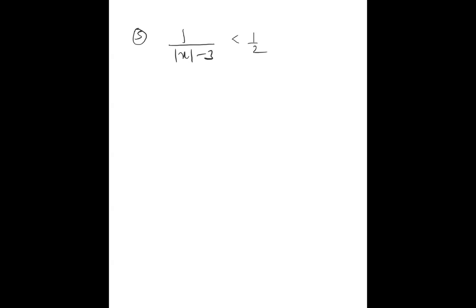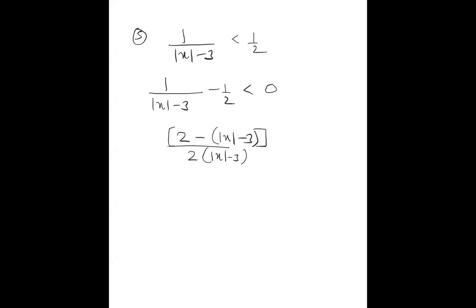Now 1 upon mod of x minus 3 is less than 1 by 2. For any fraction question, I told you one rule: you should make the right hand side 0. That is the first thing we should do, and then we can make it like this. Because we cannot handle fractions until we make the RHS 0. Okay.